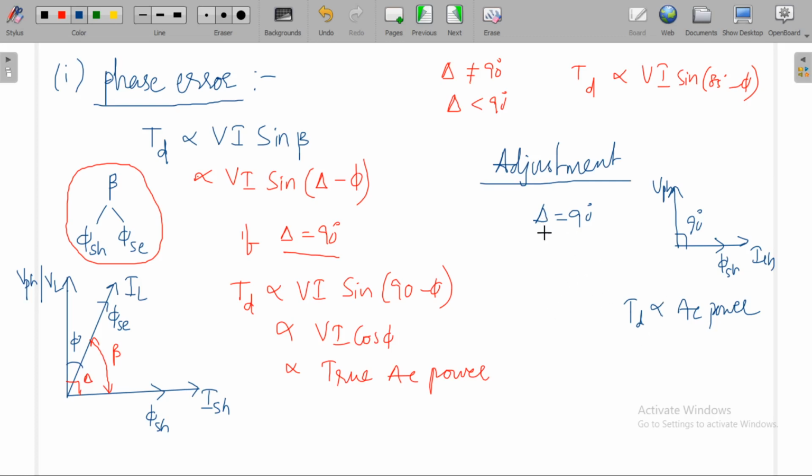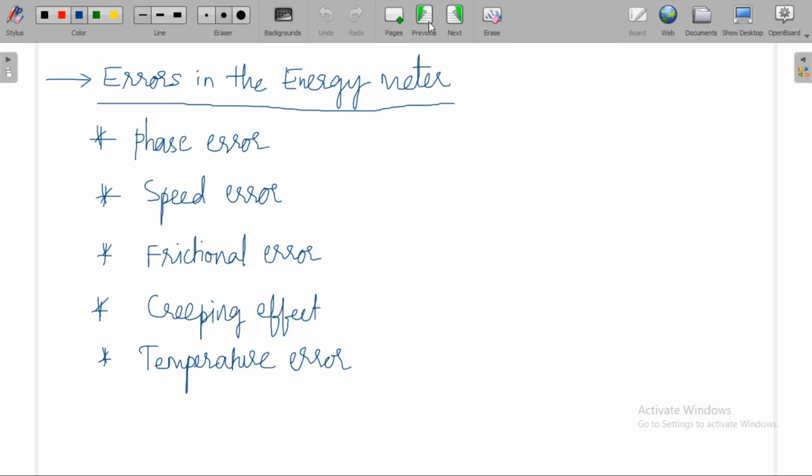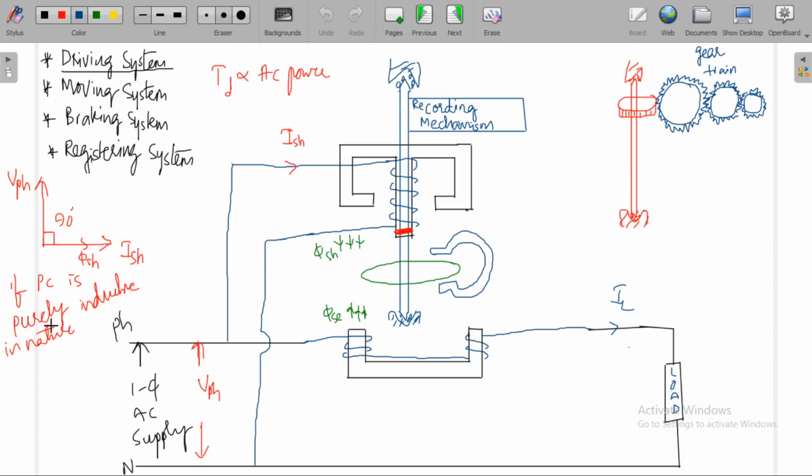In order to make delta equal to 90 degrees, that is for lag adjustment. This is called lag adjustment. In order to make delta 90 degrees, we place copper shading bands on the central limb of this shunt magnet.